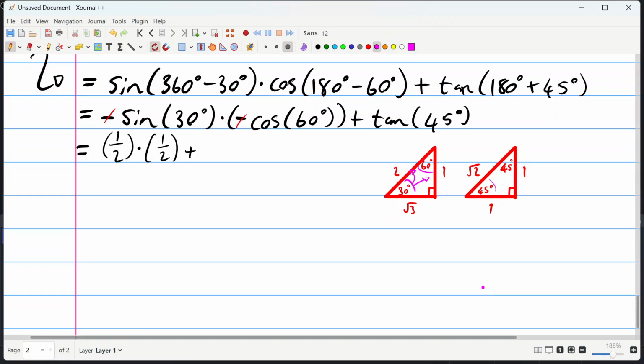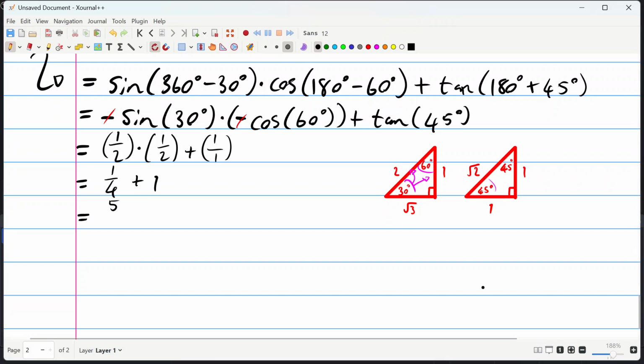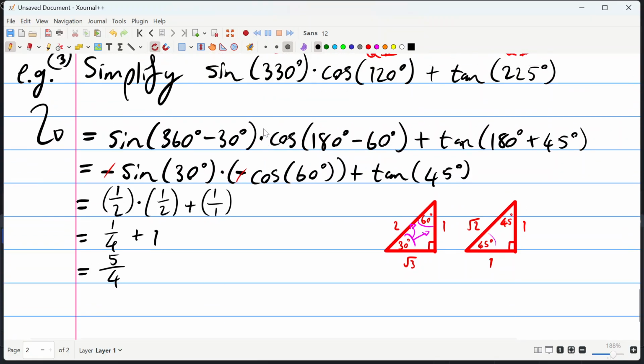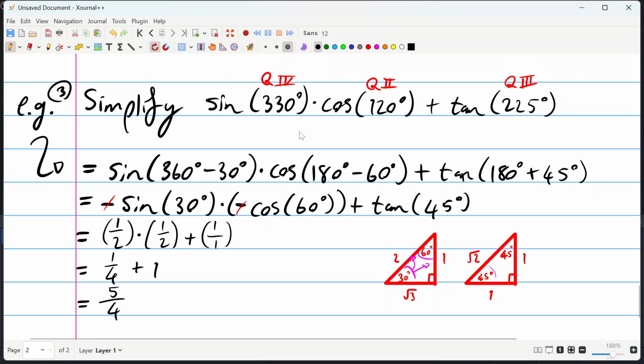We know 45 degrees is either here or the top over there for this triangle, and we know that tangent is going to be opposite over adjacent, which is 1 over 1. Okay, and then if we simplify this, we're going to get a half times a half, which is a quarter, plus 1 over 1, which is 1. And we know that 1 over 4 plus 1 will give us 5 over 4. Okay. So this is how we answer questions where they just give us a number. And from here, you should be fine to answer other questions. Good luck.